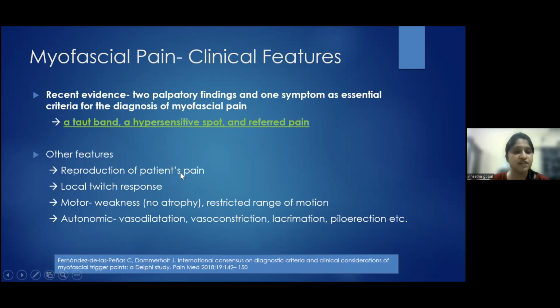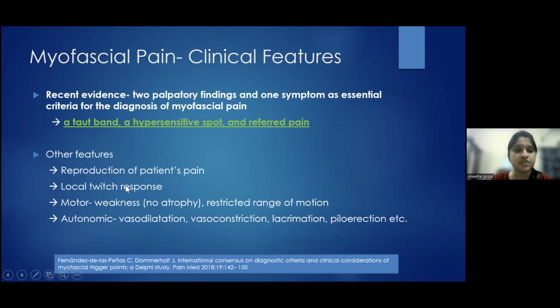Then there are some other features, like reproduction of the patient's pain. I firmly believe in this particular point. In my everyday practice, I ask, is this the kind of pain that you are having? So that is an important diagnostic clue.